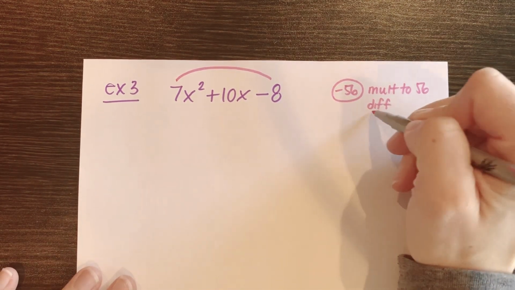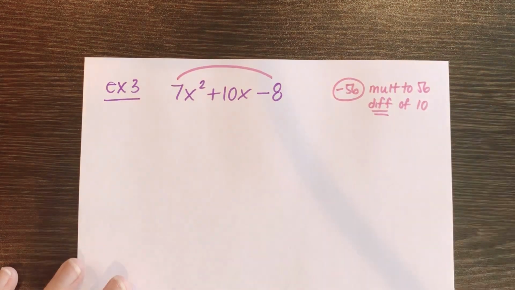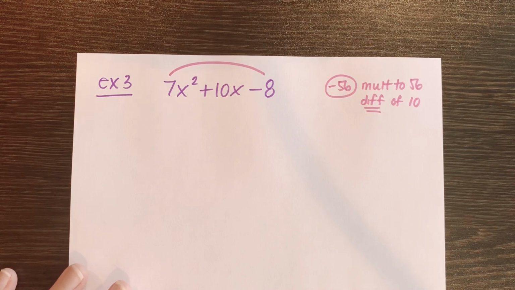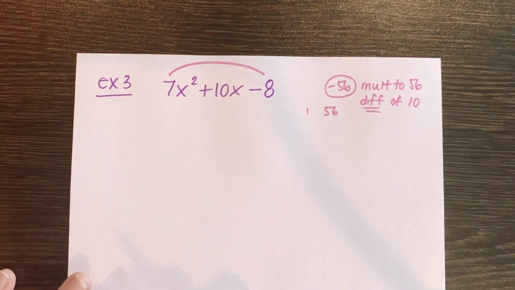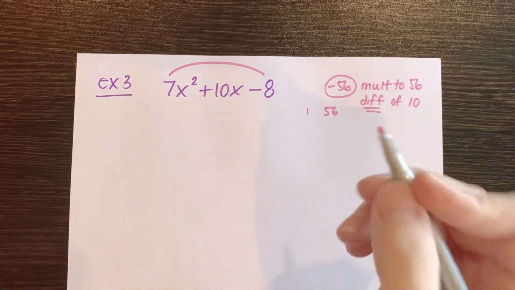Make sure you have this on your paper. Difference of 10. I want to make sure I'm finding those proper numbers. They have to have a difference of 10, not add to 10. What are my factors of 56? I got 1 and 56. What do I have? 2 and 28.